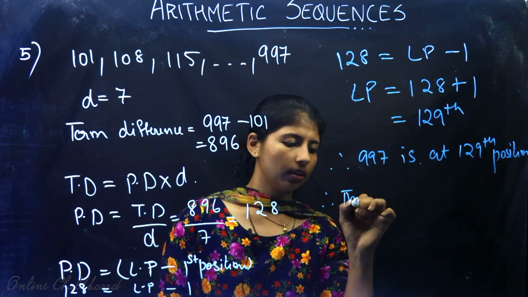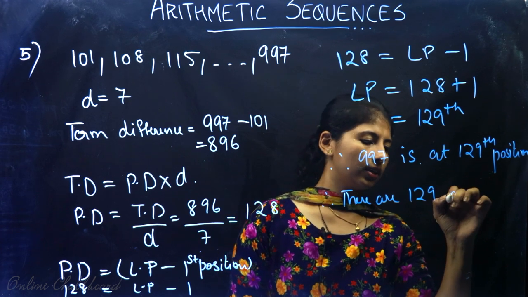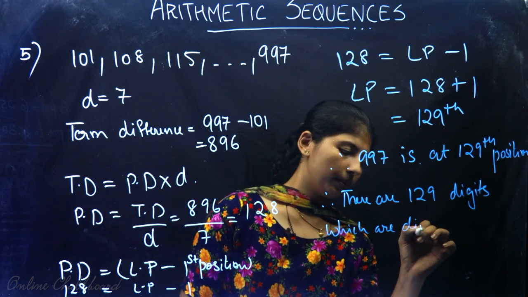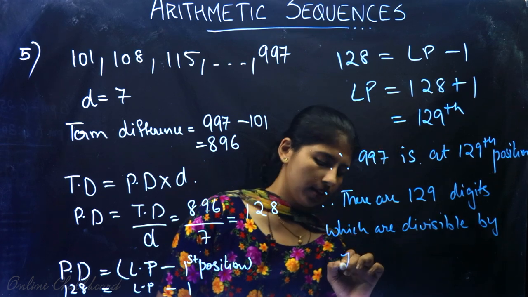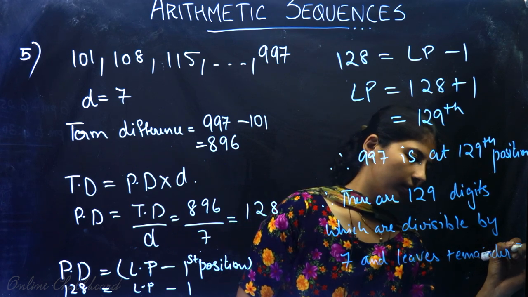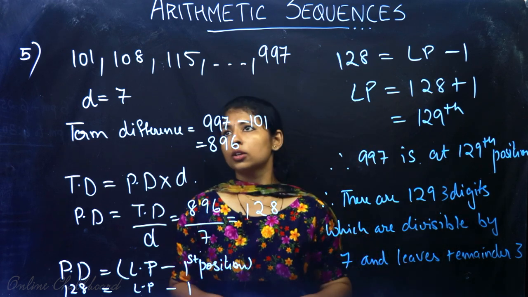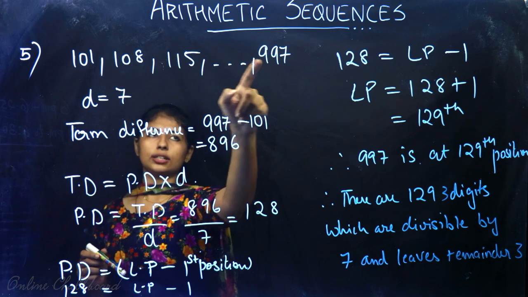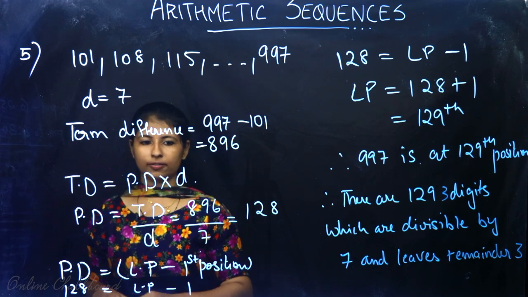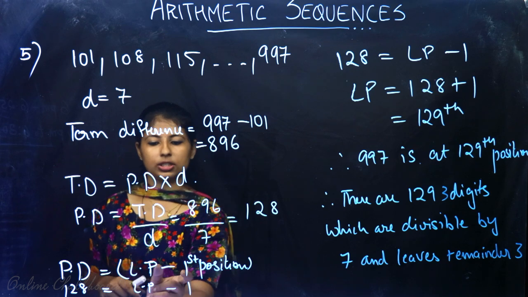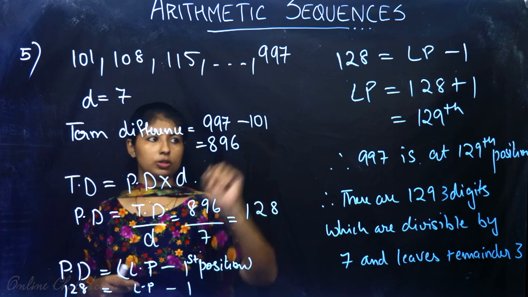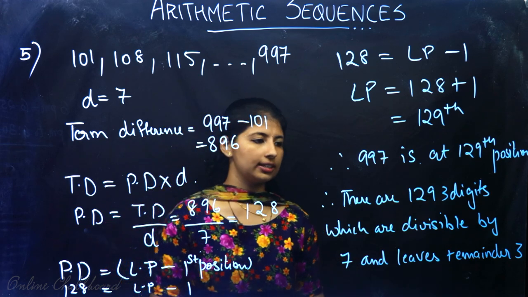Therefore, there are 129 3-digit numbers which are divisible by 7 and leave remainder 3. So, we have 101, 108, and so on up to 997. Term difference equals position difference into common difference. The position difference is last position minus first position, that is 128. Adding the first position, we get 129. That is how we understand there are 129 3-digit numbers.